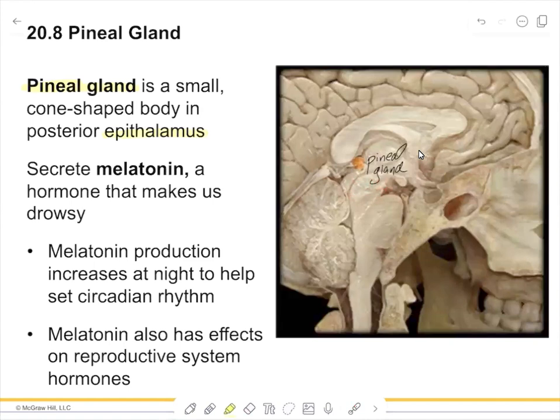The job of the pineal gland is that it secretes melatonin, a hormone that makes you drowsy. If they were to measure your melatonin production throughout the day, they would find that the melatonin would be produced at night to help set your basic circadian rhythm. If you work at night and you sleep during the day, they would discover that the melatonin would be released basically towards the end of your night shift, because you become drowsy when you get home and sleep during the day.